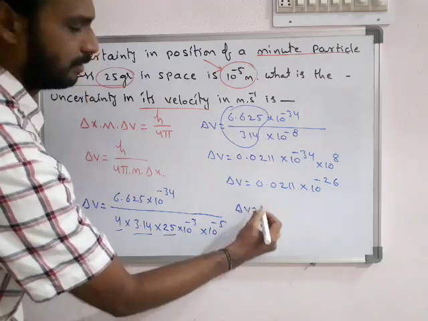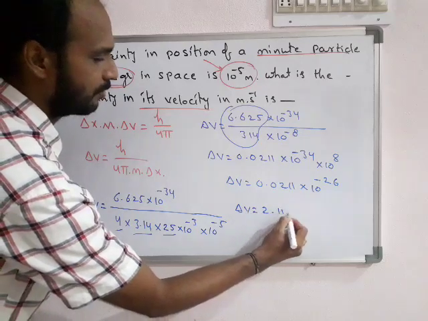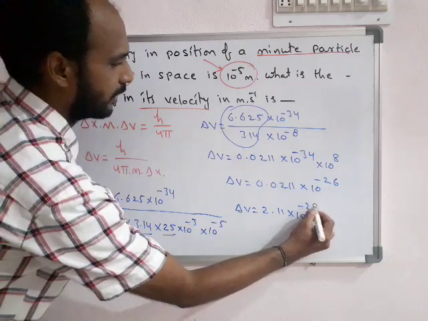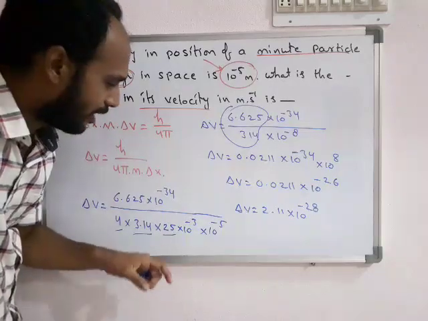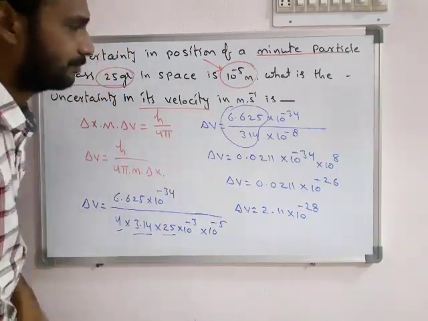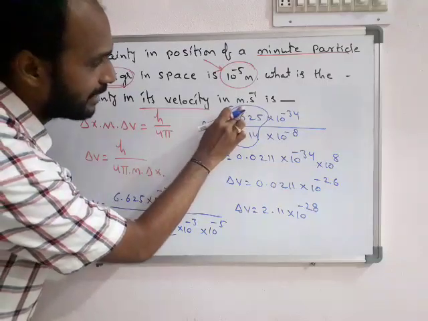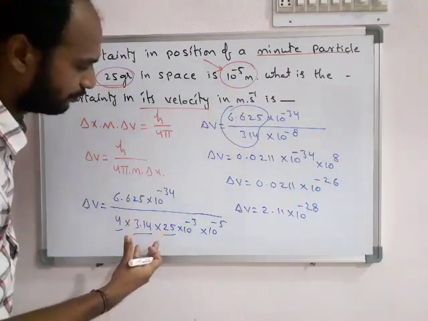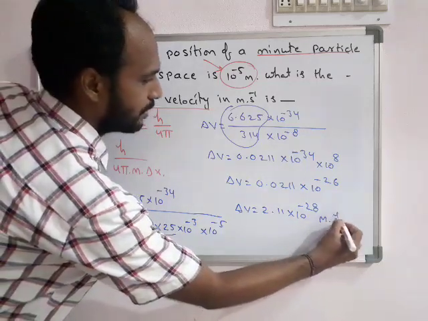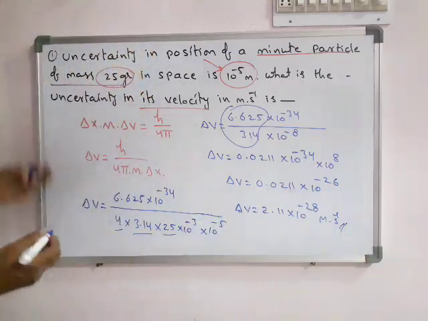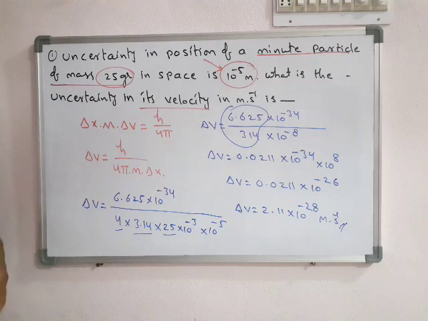So in normal form, we converted it to 2.1 into 10 power minus 28. So velocity means centimeter per second or meters per second. Here we are following SI method. So all units should be taken in the SI method, so meters per second. Okay, so this is the calculation of uncertainty in its velocity. Okay, write down.